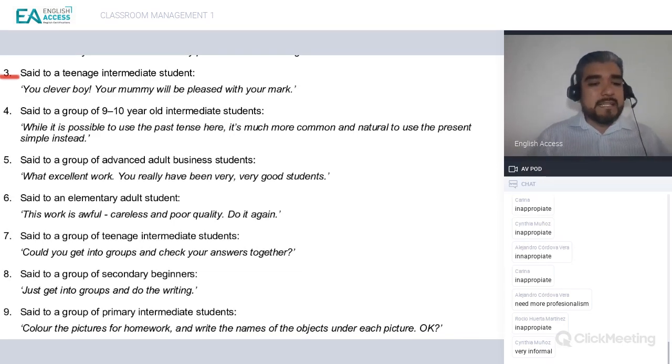All right, the next one says, said to an elementary adult student, this work is awful, careless, and poor quality. Don't do it again. I know, do it again.